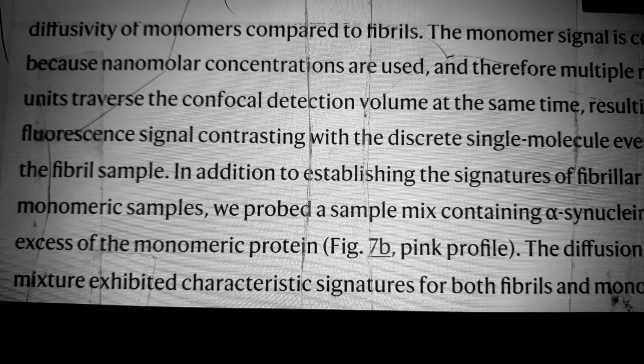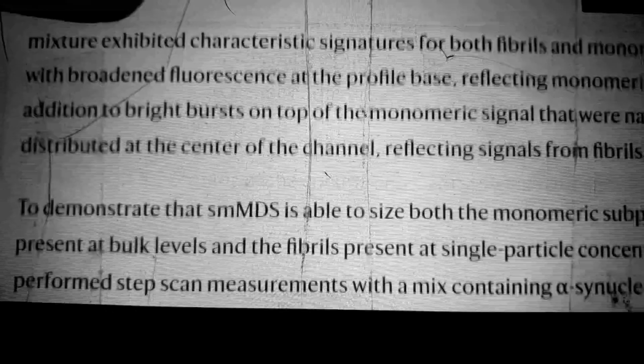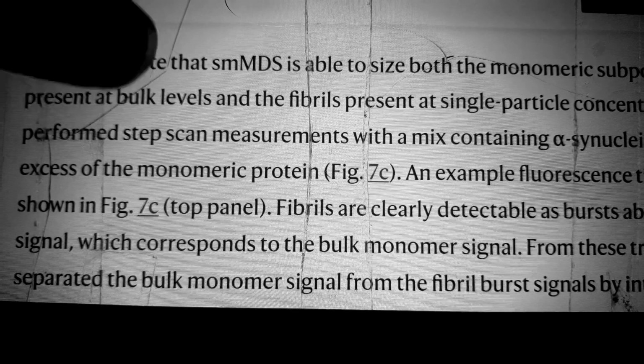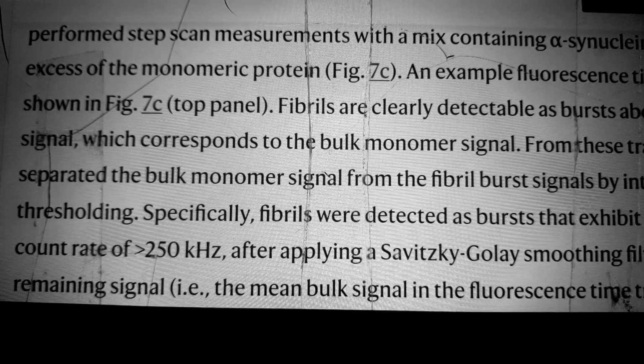The monomer signal is continuous because nanomolar concentrations are used and therefore multiple monomeric units traverse the confocal detection volume at the same time, resulting in a bulk fluorescence signal, contrasting with the discrete single molecule events observed in the fibril sample. To demonstrate that SMMDs is able to size both the monomeric subpopulation present at bulk levels and the fibrils present at single particle concentrations, it was essential to perform step scan measurements with a mix containing alpha-synuclein fibrils and an excess of the monomeric protein.